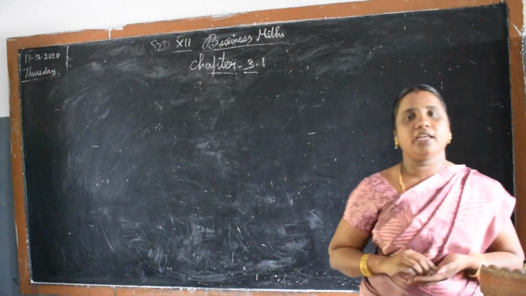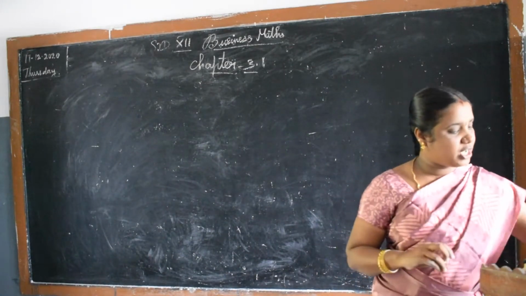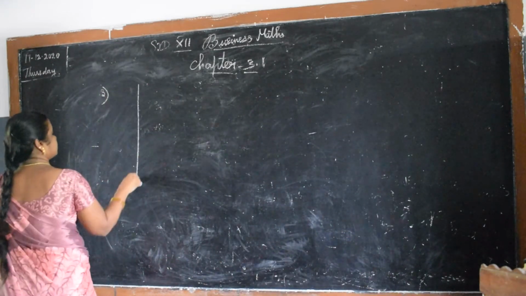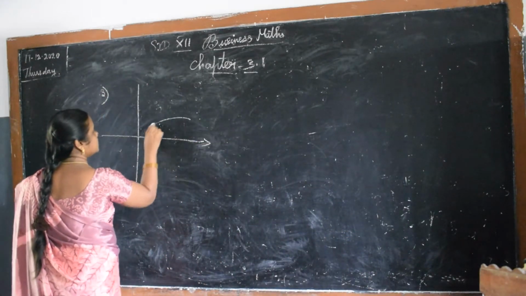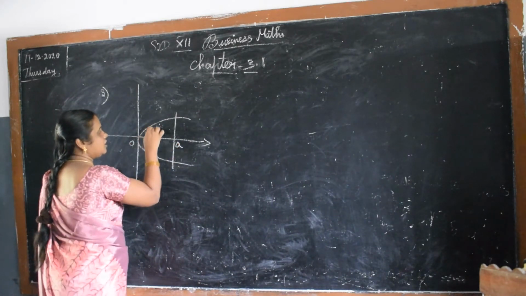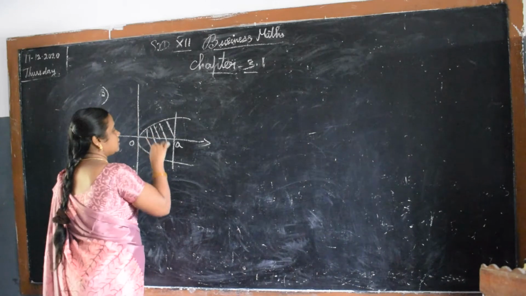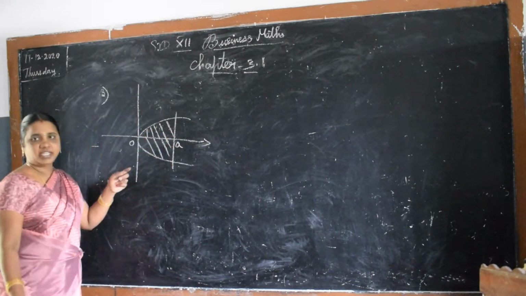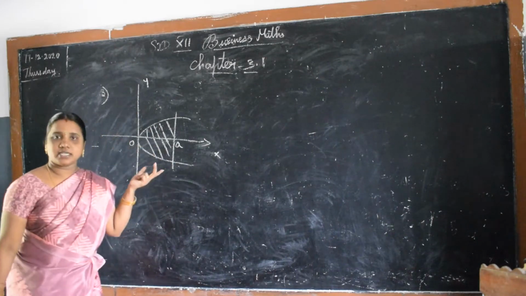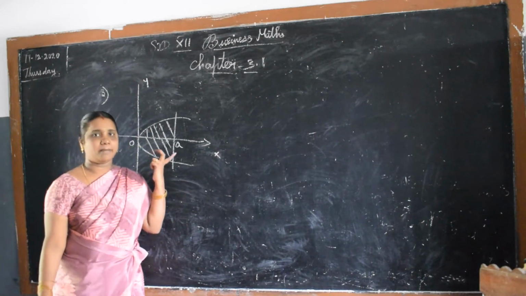See, calculate the area bounded by the parabola. That means here first you draw the diagram, the parabola. See, this is the parabola, the limit 0 and a. This is the bounded region. For this, you have to find the area. This is the x-axis, y-axis. Already in 10th standard you have learned how to draw the parabola.